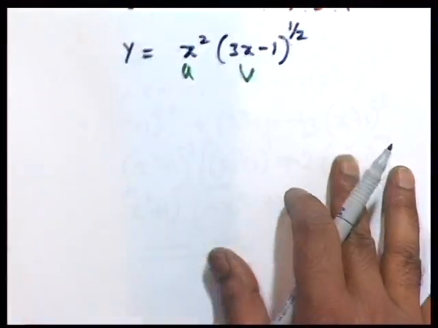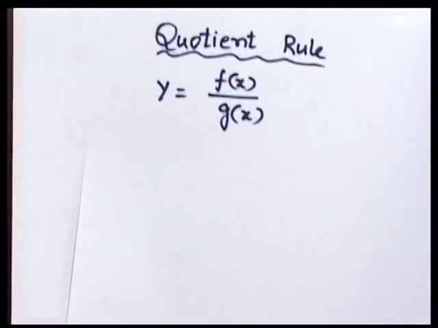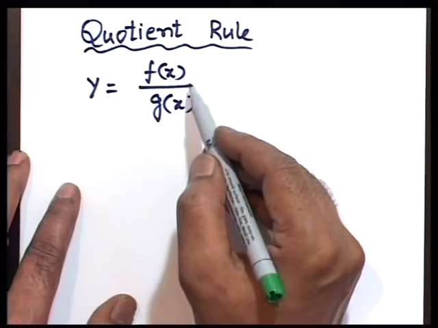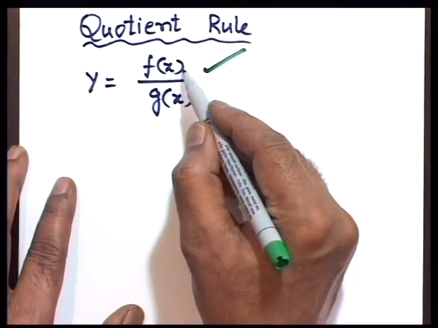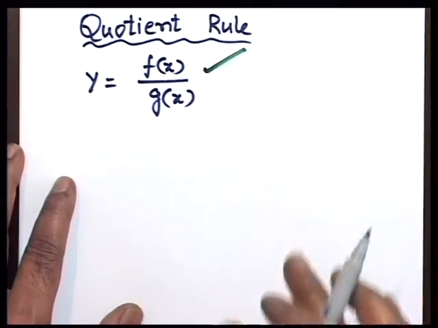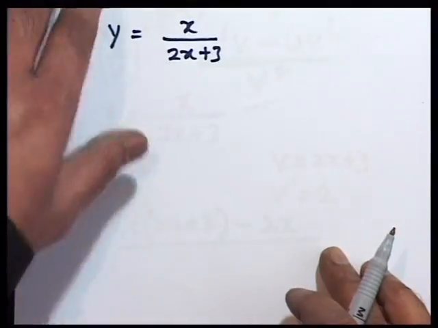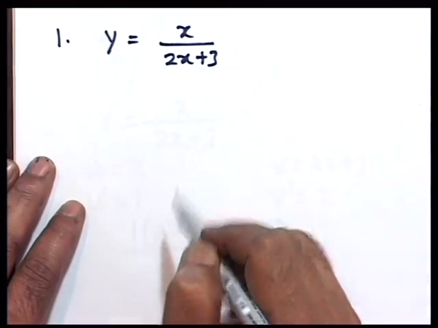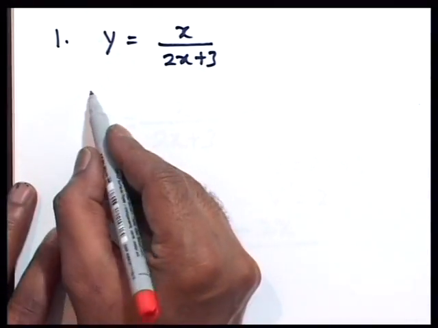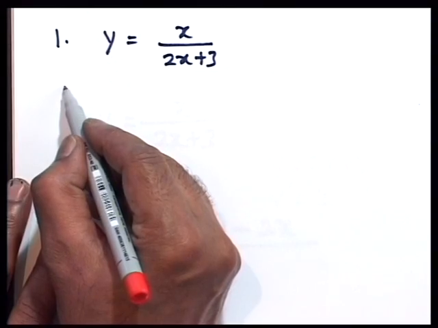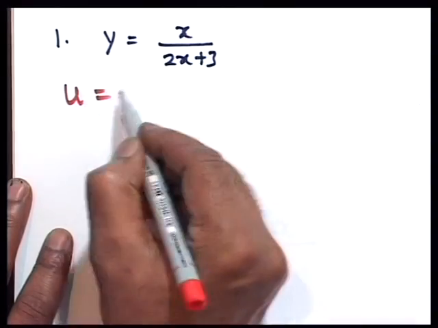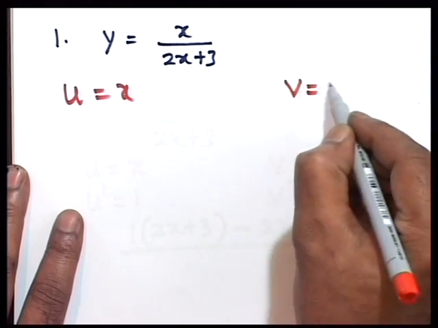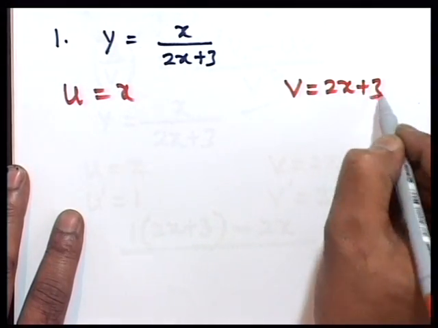The quotient rule, quotient we all know, divide. The answer that you get. So the question looks like f(x) divided by g(x). That's how the question looks. Quotient rule we have seen. Let's just do one example here using the quotient rule. The first example, I'll go slow. Let u equal the top, u equals x, and v equals 2x plus 3. So let's write them down.